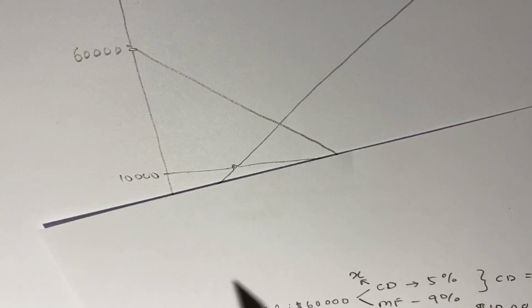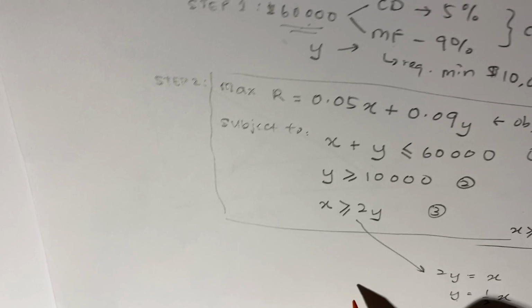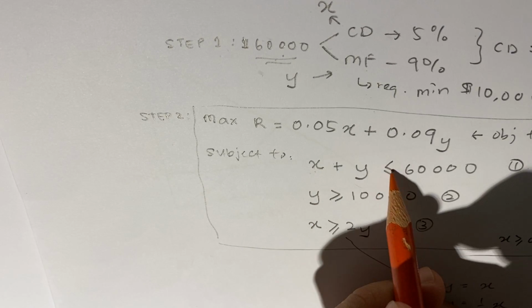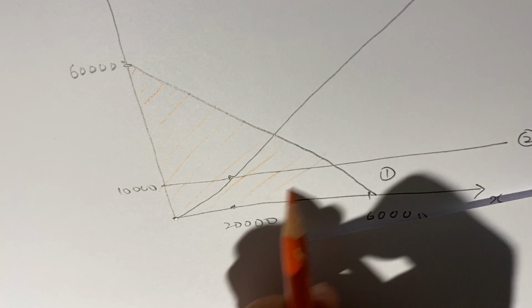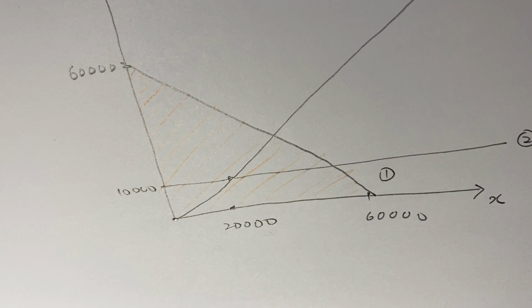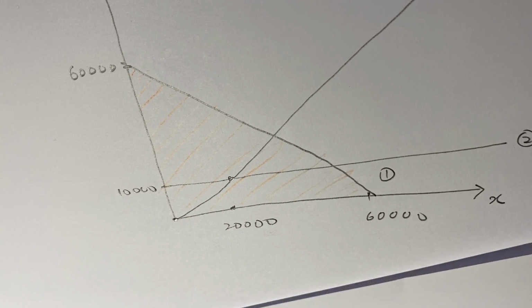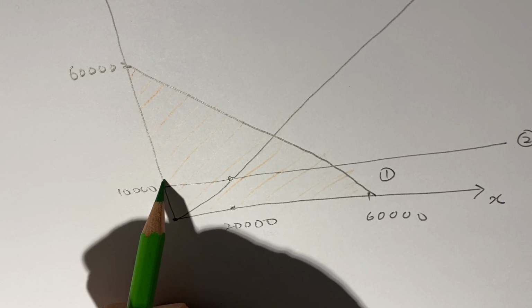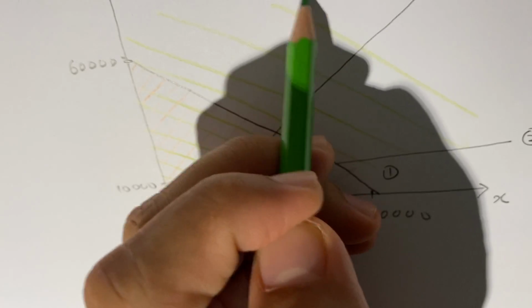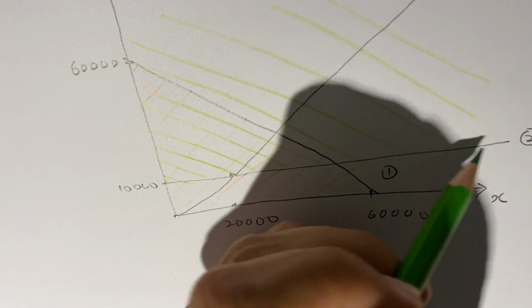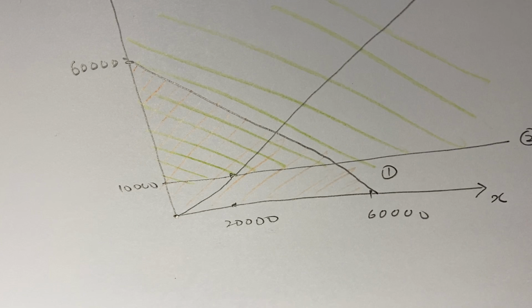this region. So when we put 0 and 0 here, is 0 plus 0 less than or equal to 60,000? Yes, so we know that this region satisfies the constraint for equation 1. Now, what about equation 2? Equation 2 is y greater than or equal to 10,000. So you know that any region above this line, all the points here, would be the one that solves the problem.